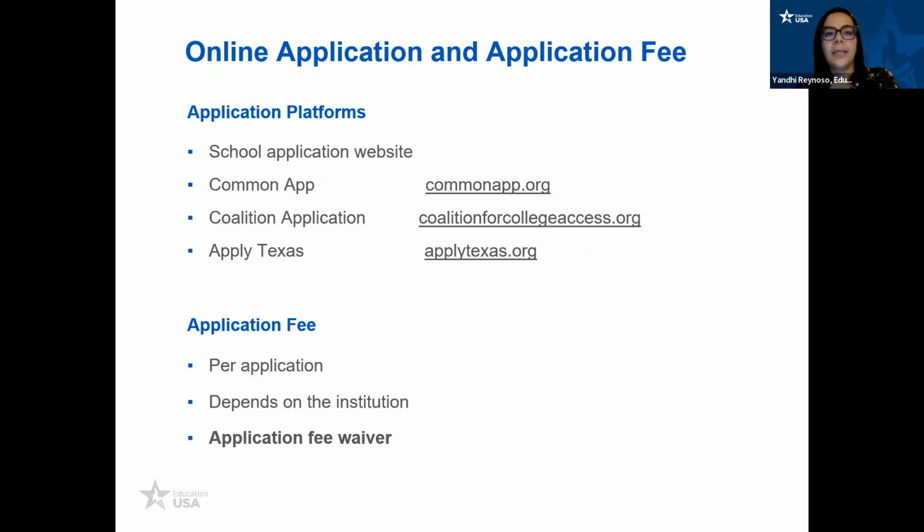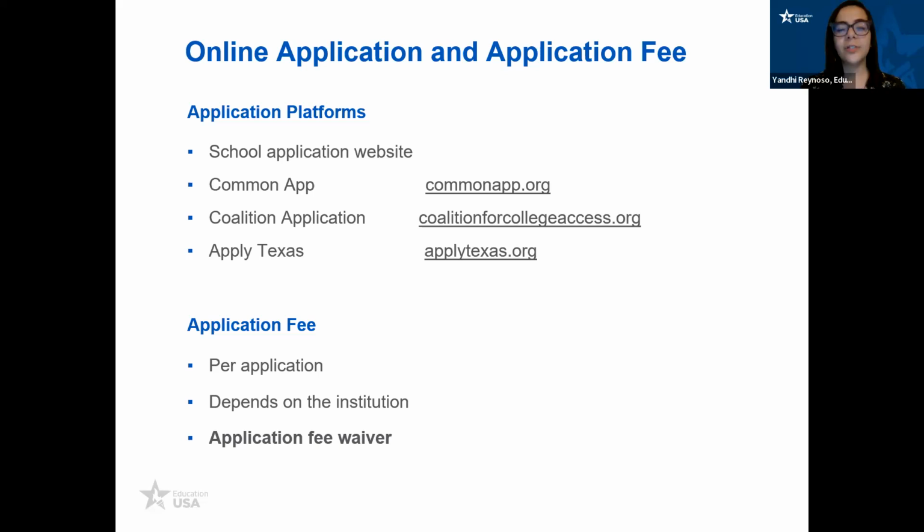So the first one will be your online application. Usually the institution that you're interested in submitting an application to will tell you specifically how you need to submit this application. And usually it's through the school website itself or using one of these other three platforms on screen, either the Common App or the Coalition App or Apply Texas.